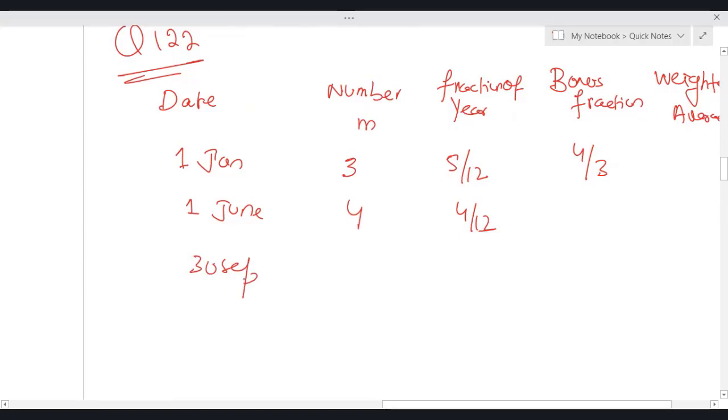Till 1st June, company was having 4 million shares. From 1st June till 30th September, company was having 4 million shares. Then on 30th September, company made a further 1 million issue, which means 4 million will become 5 million. After September, there is no transaction. So from 30th September till 31st December, we have 3 months. So the fraction of the year is 3 upon 12.